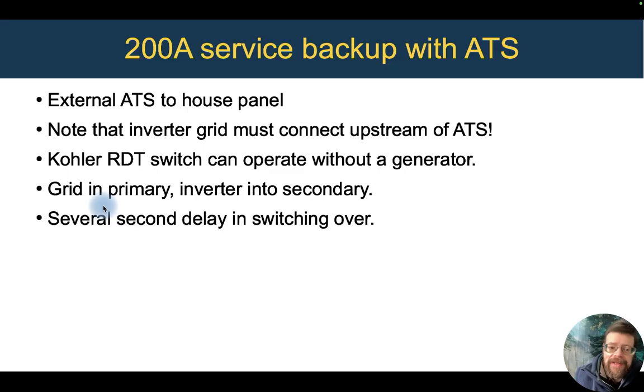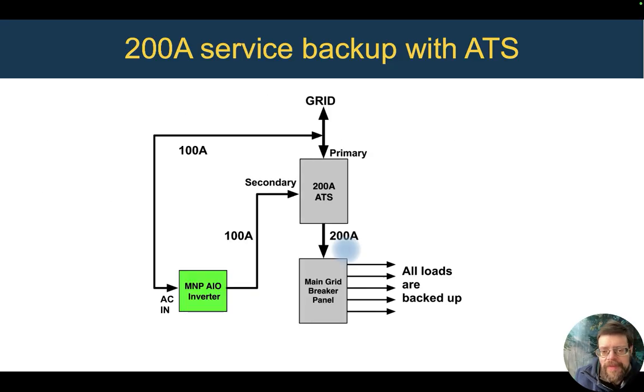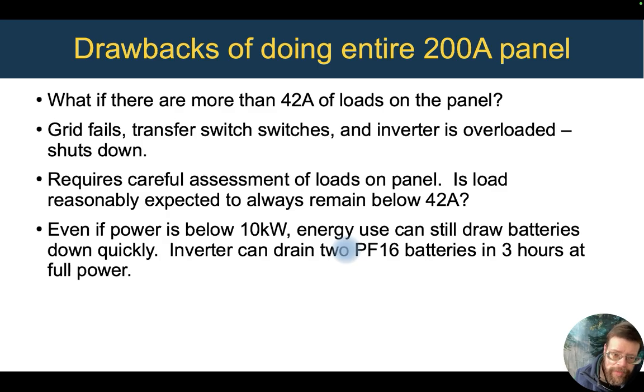One drawback of this is that there's a several second delay in switching over between grid power and secondary power. When we're using the internal transfer relay of the inverter, there is essentially no transfer time, and you won't even notice when it switches. This, you're going to see the lights go out for a second or two, and then it's going to switch, and they'll come back on when the inverter takes over power. But that's really not the most serious drawback. Here's the more serious one.